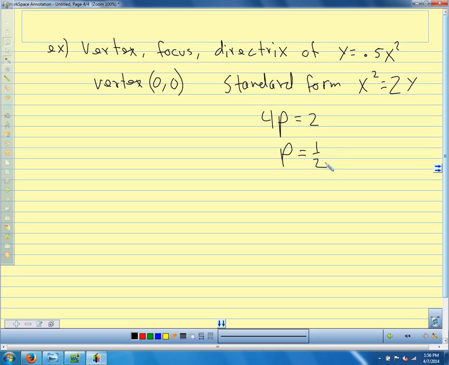That tells me that my focus is half a unit up from the vertex, and the directrix is half a unit down from the vertex. So my focus is going to be half a unit up, so it's going to be at (0, 1 half). And the directrix is going to be half a unit down from the vertex. So the directrix is going to be the horizontal line y equals negative 1 half.